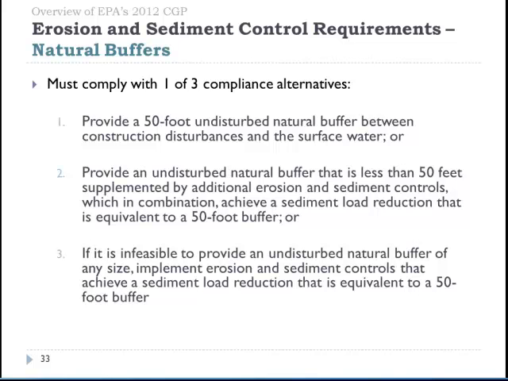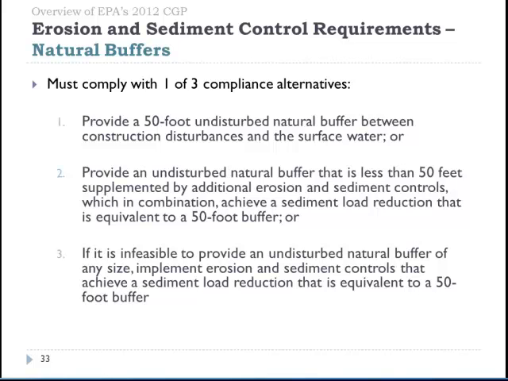However, if for whatever reason you can't provide the full 50-foot buffer, in compliance alternative 2, you can provide a buffer of less than 50 feet, but you must provide supplemental erosion and sediment controls that meet the equivalent sediment removal as the 50-foot buffer would achieve. And the third compliance alternative allows sites that aren't able to implement a buffer of any size to comply with the requirement by providing exclusively erosion and sediment controls that would achieve the equivalent sediment reduction as the 50-foot buffer.